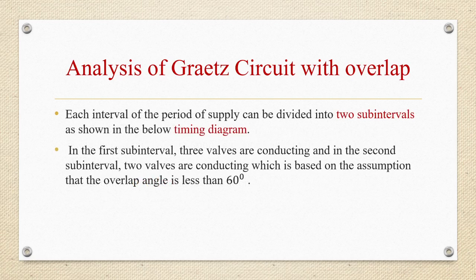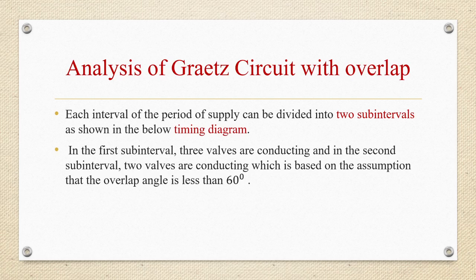Each interval of the period of supply can be divided into two subintervals. In the first subinterval, three valves are conducting, and in the second subinterval, two valves are conducting. This is based on the assumption that the overlap angle is less than 60 degrees. As the overlap angle increases to 60 degrees, there is no instant when only two valves are conducting. As the overlap angle increases beyond 60 degrees, there is a finite period during an interval when four valves conduct and the rest of the interval during which three valves conduct.